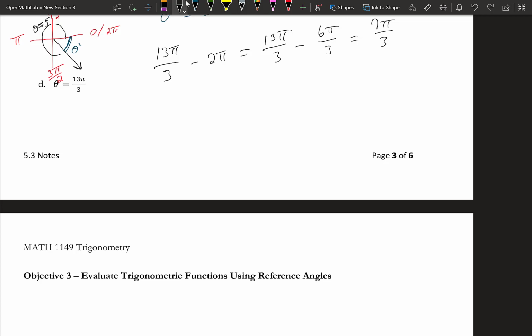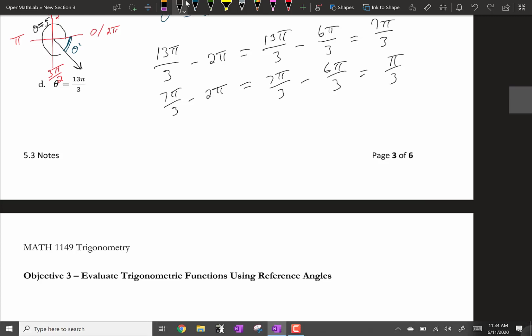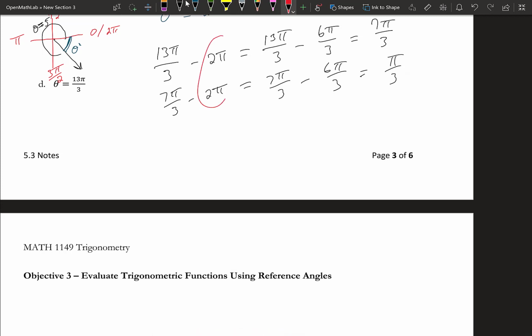So that's still bigger than 2 pi, right? So we could subtract off 2 pi again, so we'd have 7 pi over 3 minus 2 pi, which would be 7 pi over 3 minus 6 pi over 3, which gets me to pi over 3, right? So basically, since we subtracted 2 pi twice, what we have is essentially like here, this is the angle pi over 3, but what we did is we had 2 rotations to have theta equals 13 pi over 3. So we just remove those unnecessary rotations, right?